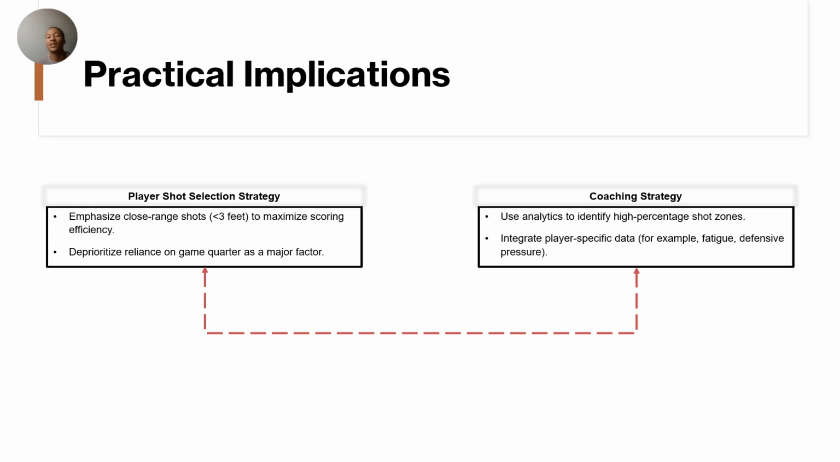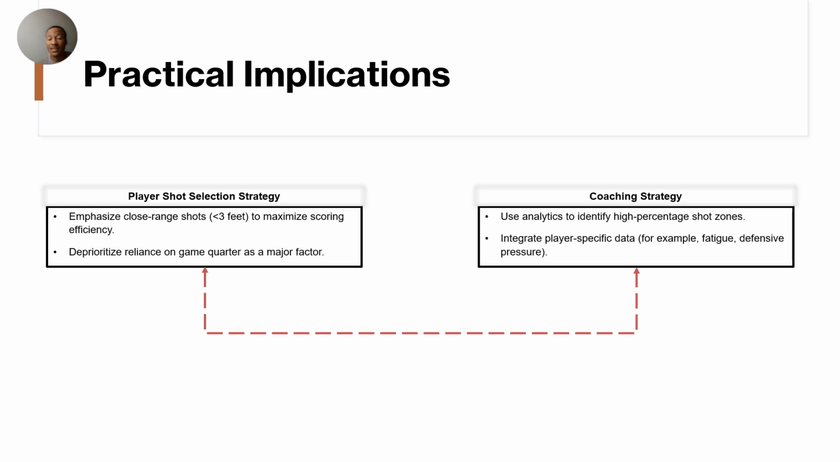And you need to deprioritize reliance on the game quarter as a major factor, since quarter had minimal predictive impact on shot success. So just try to get closer to the basket. Don't really worry about the time of the game or anything like that. The closer you get to the basket when you're shooting those shots, the higher the success rate for those shots being made.